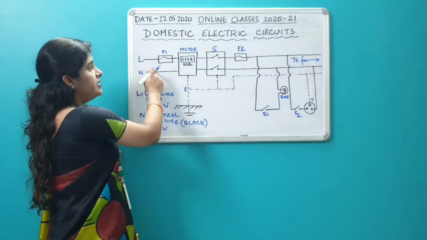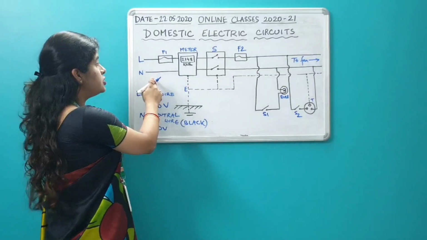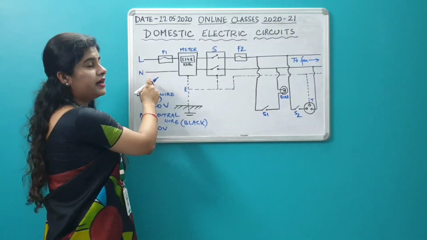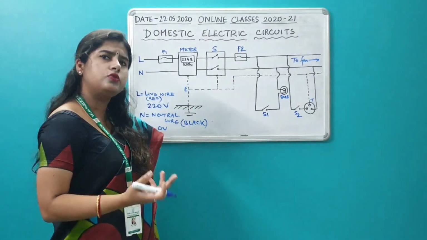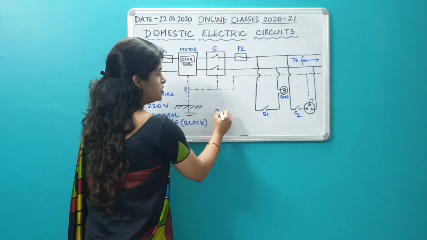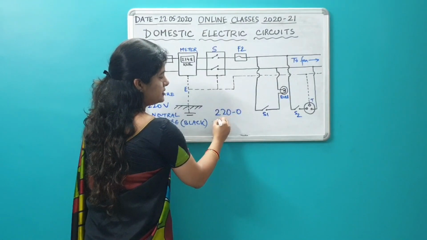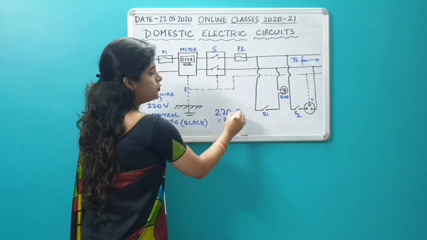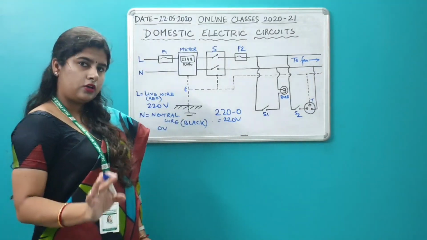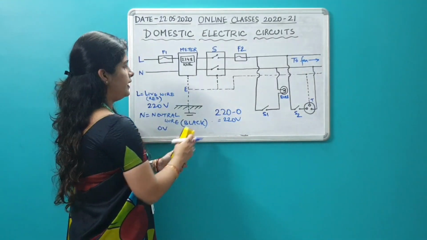Now, the potential difference between the live wire and the neutral wire is 220 volt, because potential difference means 220 minus 0, that comes to 220 volt. Got it till here? Okay.